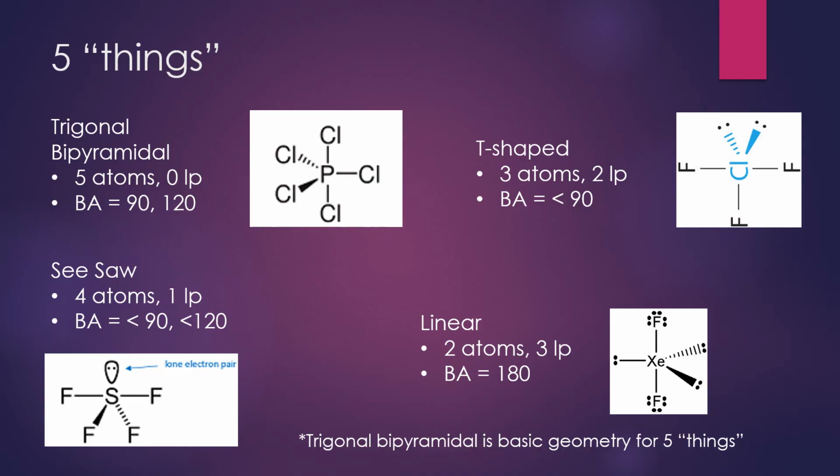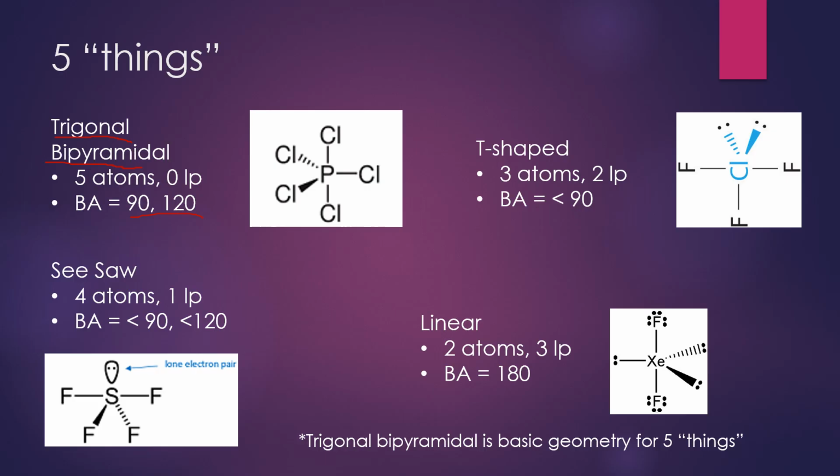Now let's look at when there are 5 things around the central atom. So in the case of those 5 things being all atoms, the shape you would get would be trigonal bipyramidal. In this case, we have a phosphorus atom with 5 chlorine atoms around it. Notice there are 0 lone pairs on that phosphorus atom. You have 2 different bond angles, 90 and 120.